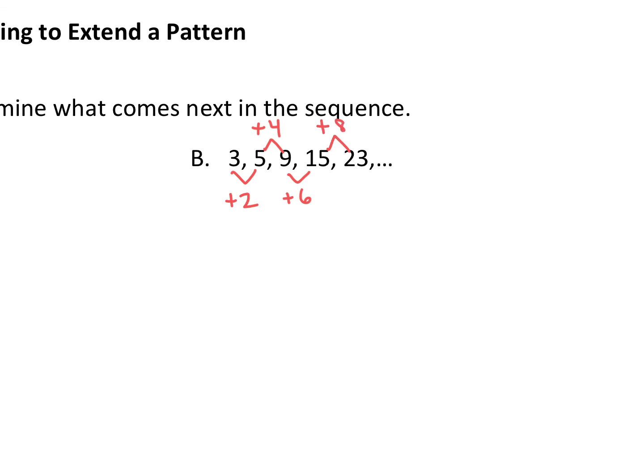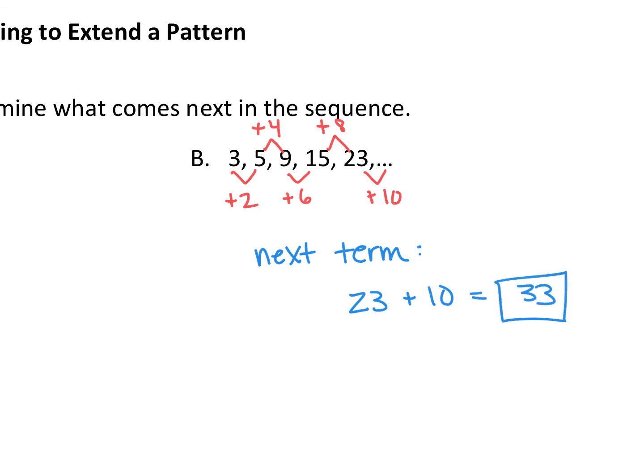So our increases seem to have a pattern. We're increasing by 2, then 4, then 6, then 8. What can you predict using inductive reasoning that the next increase will be? I predict that it will increase by 10. So the next term in the sequence, we are predicting using inductive reasoning that if we take the previous term, 23, and add 10 to it, that 33 will be the next term in our sequence.